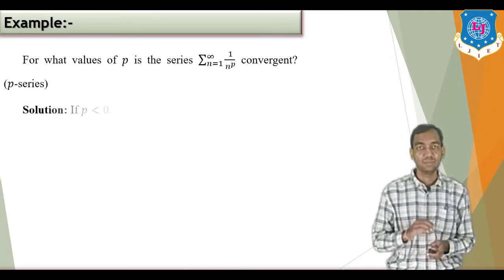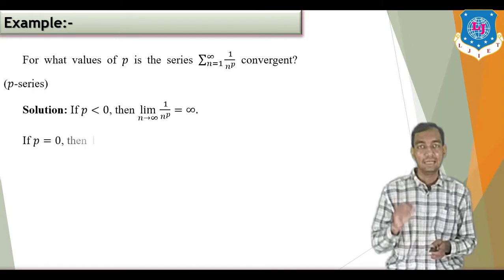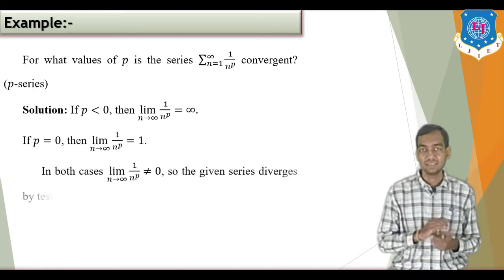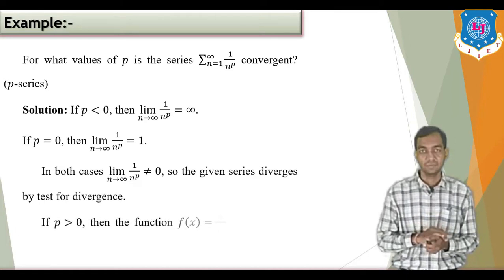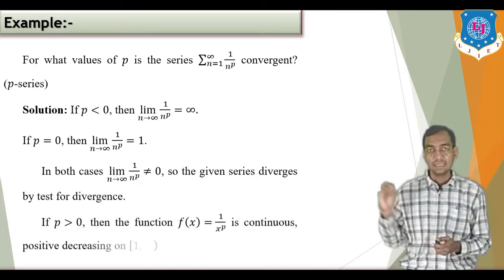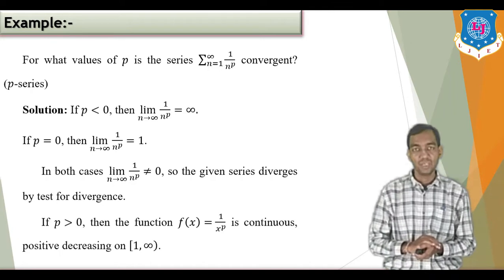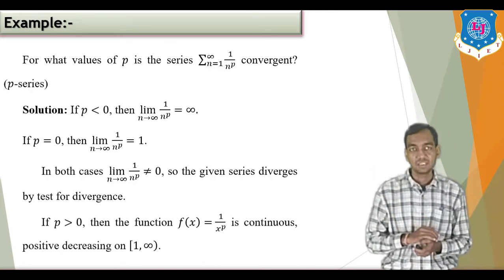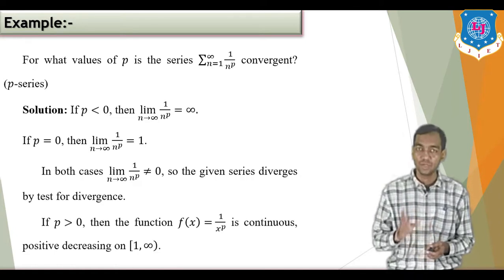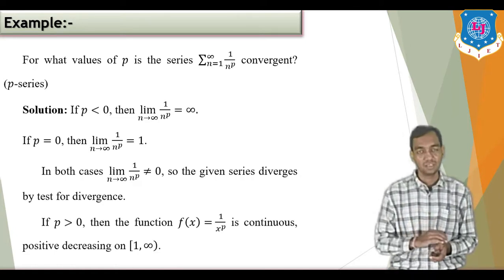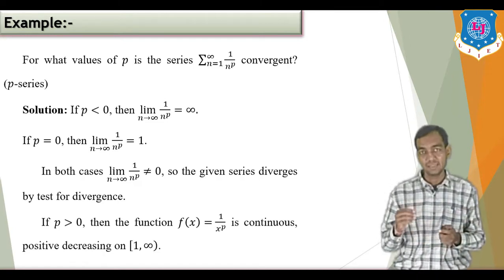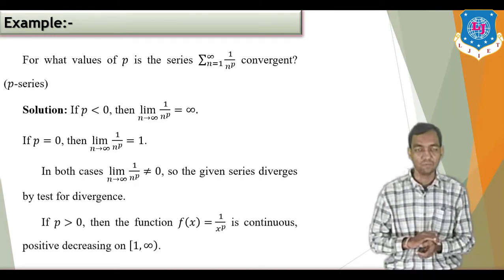The P series is an example of the integral test, but we are going to use the P series as a standard series in the comparison test. So first of all, for what values of P does the series sigma 1 upon n raised to P converge? For that we are going to divide P into three parts: first, P is negative; second, P is 0; third, P is positive.